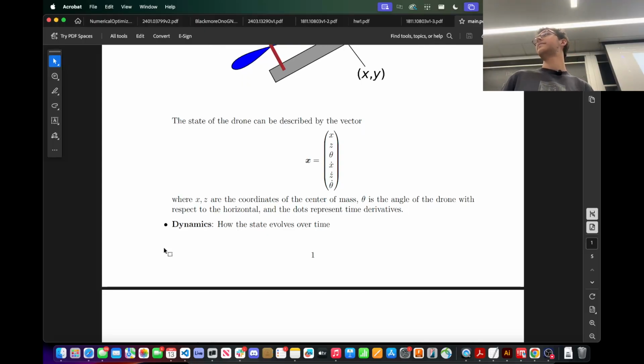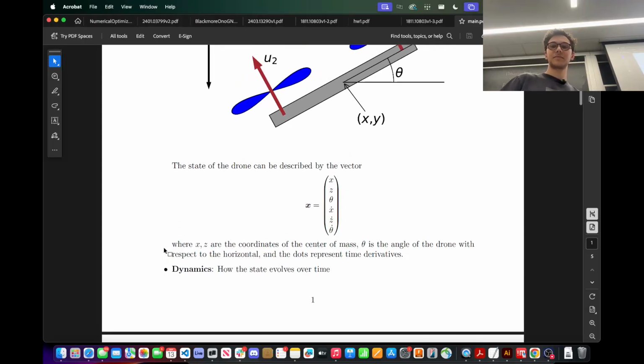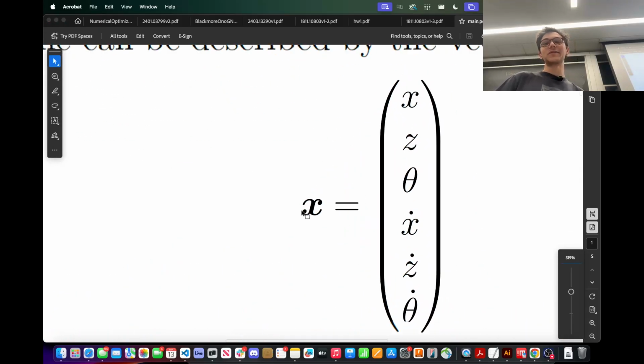Yeah, what's up? So why do we label the state as x when x is also a variable within the state vector? So this is boldface x.